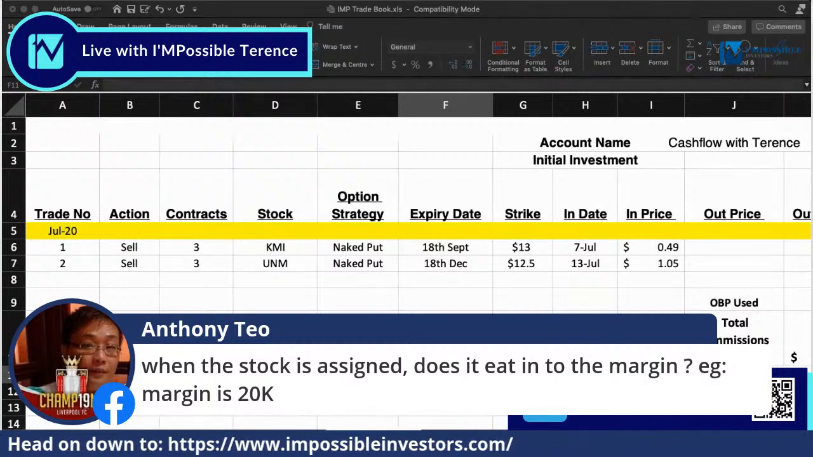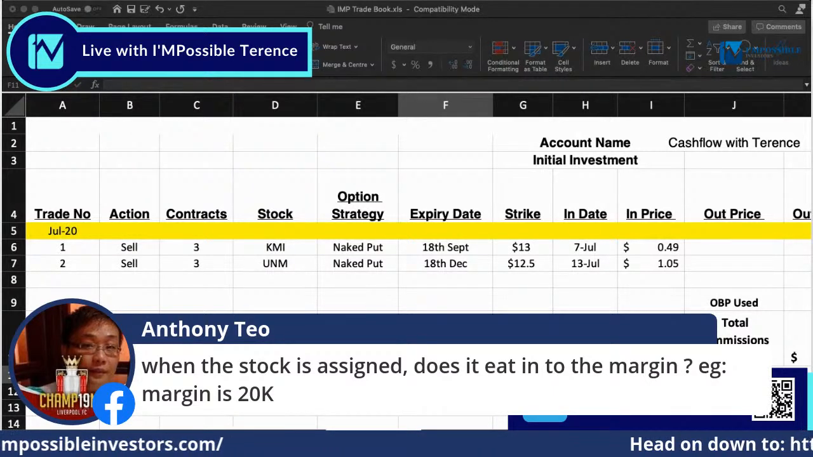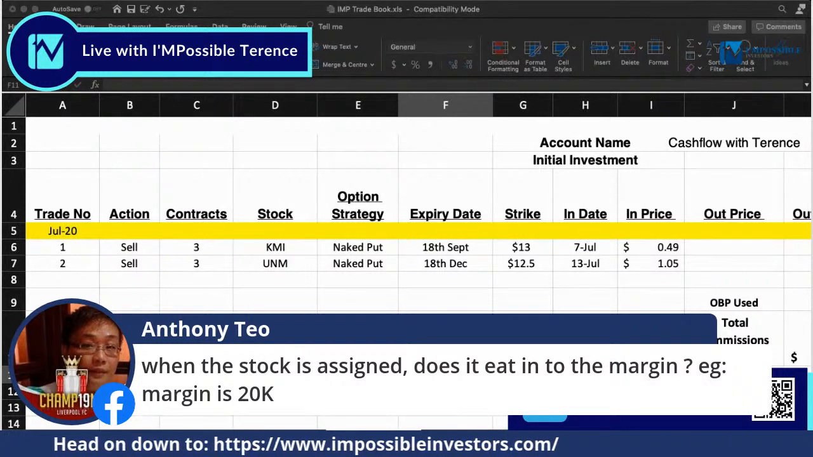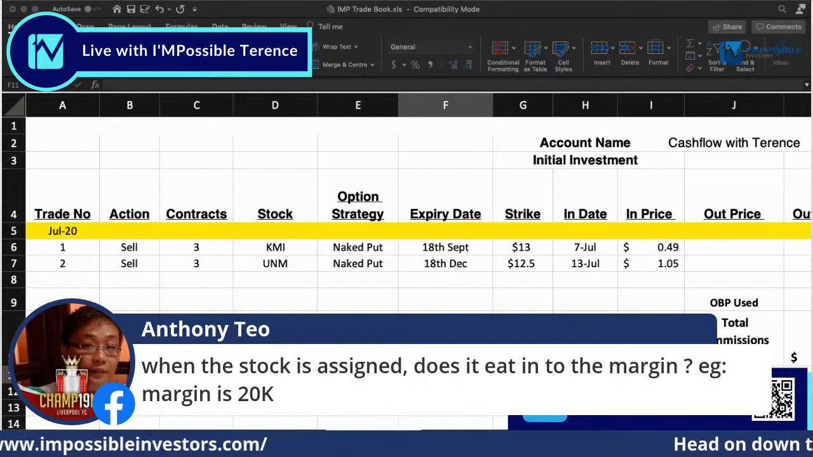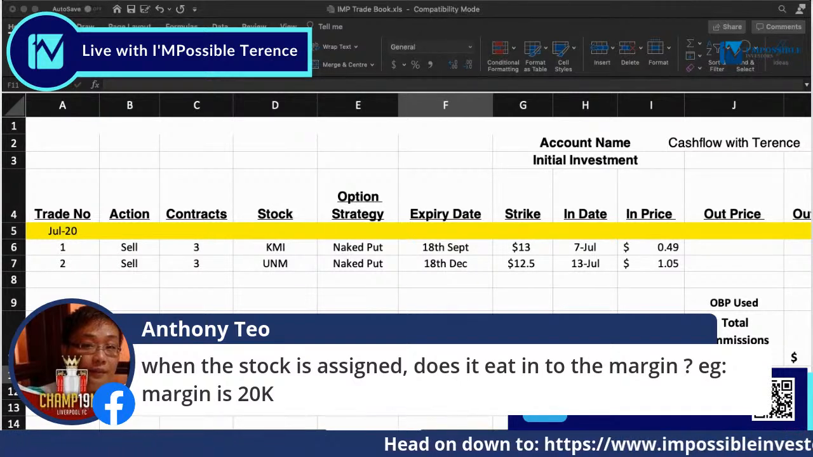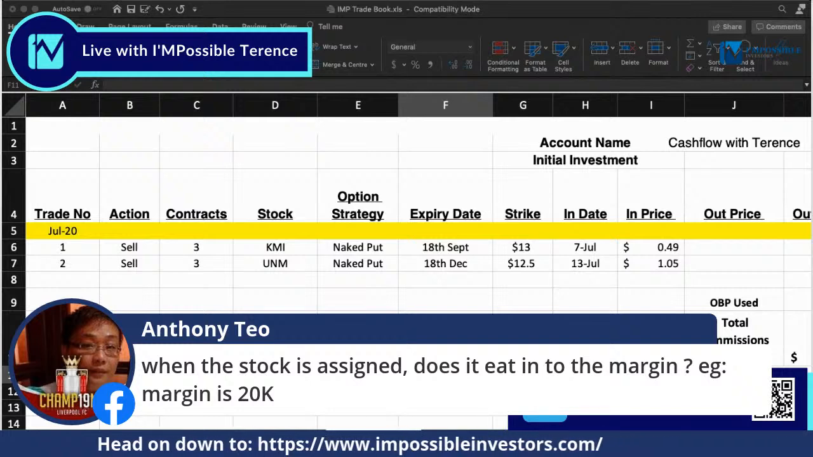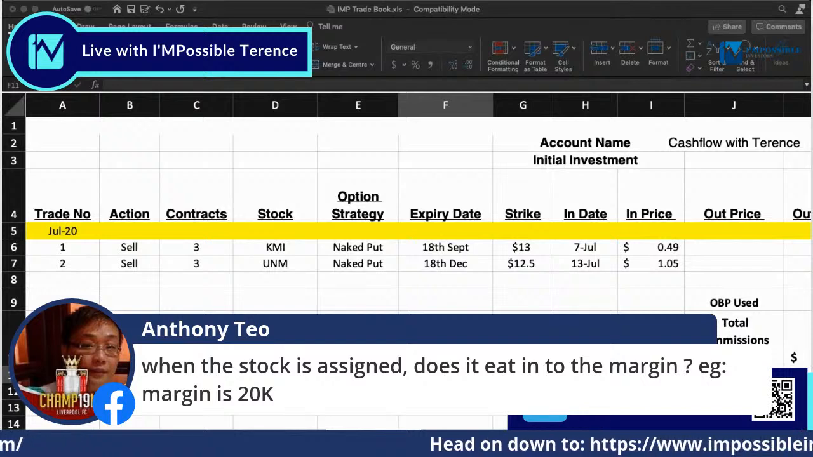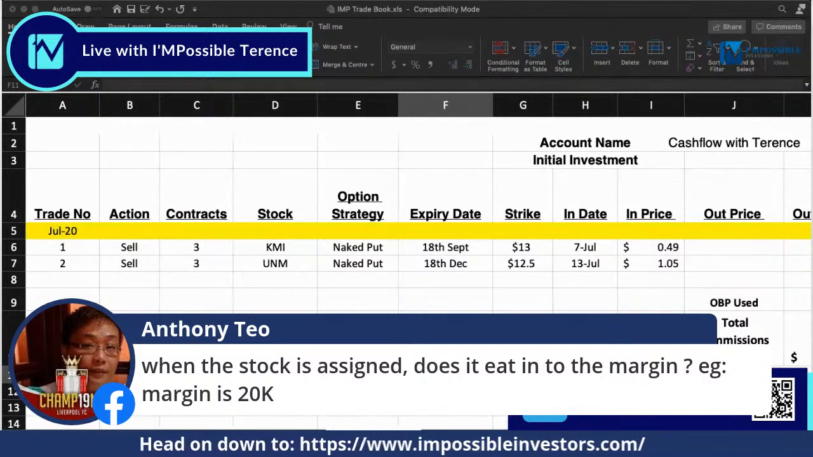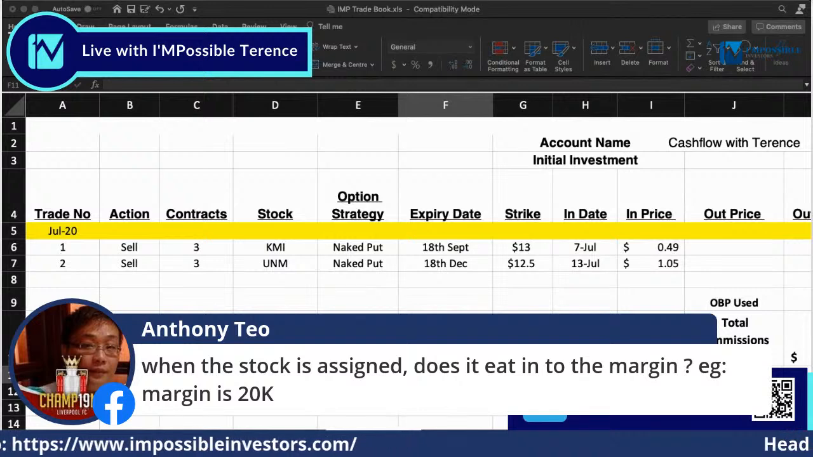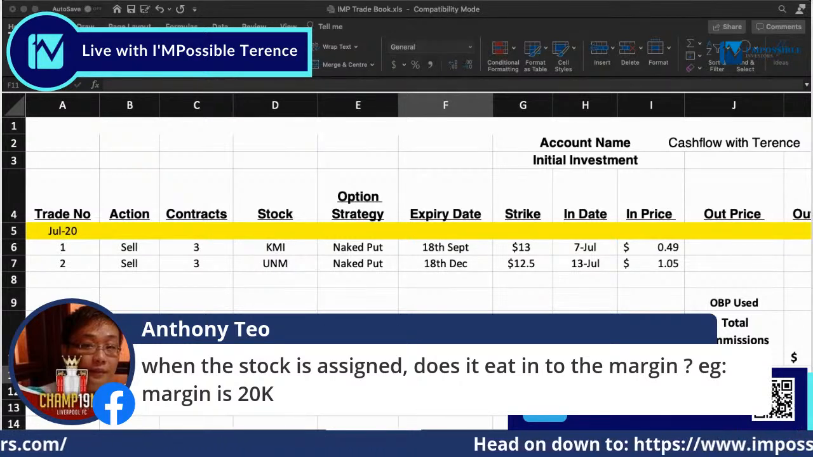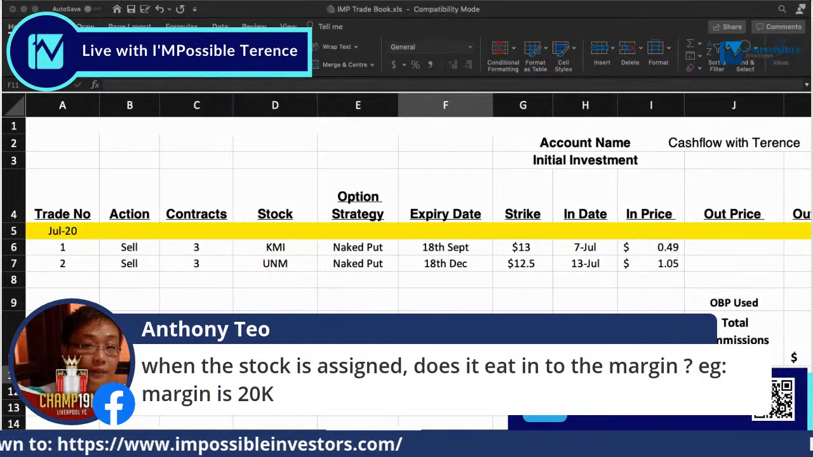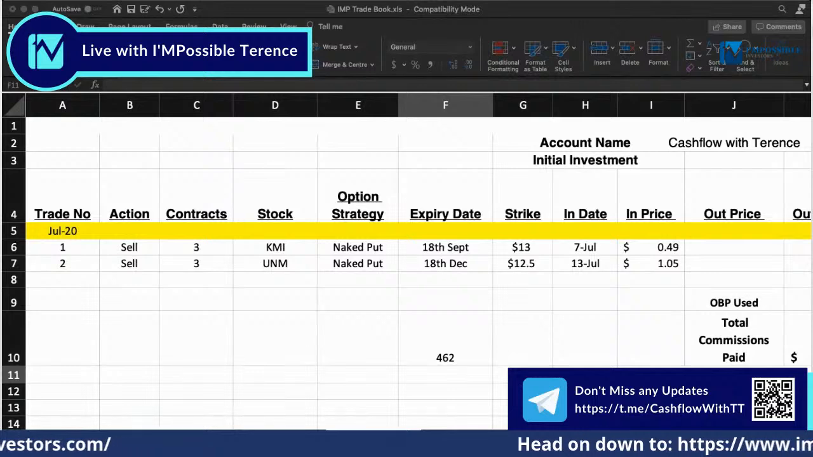I'm just going to pick up one last question before I end the session officially. When the stock is assigned, does it eat into the margin? Anthony, for this particular trade, it's a cash secured naked put. So I'm ignoring whatever the broker tells me I need for this trade to be open. All I'm doing is setting aside $1,250 for every one option contract that I'm selling. So in my trade, if I'm selling 3 option contracts, that will be 1,250 times 3. That's how I'm setting aside for this particular portfolio we are building, which is called Cashflow Live with Terence. I hope I addressed that question.